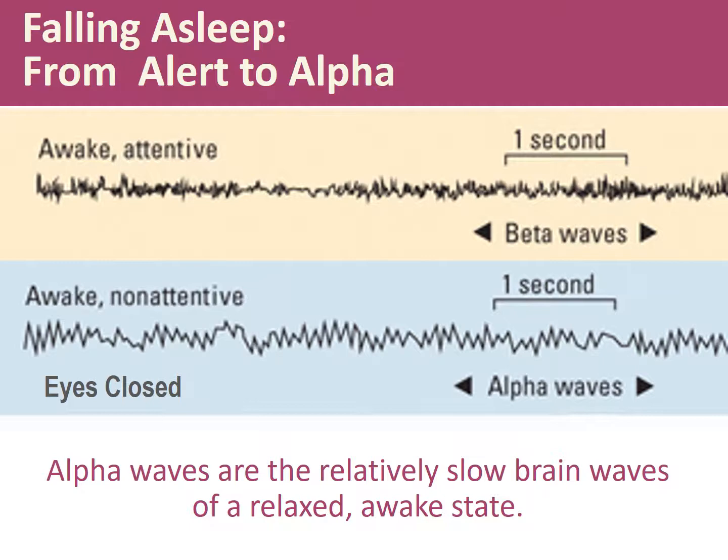You're in beta state. Now, when you start getting relaxed and non-attentive and you're starting to get ready for sleep, you start adding in alpha waves. Your eyes start to close, and see how the brain waves kind of slow down. Now you see alpha waves. These are slower waves of sleep. So the brain is slowing down, but you're not asleep yet. You're just very relaxed. If you meditate or undergo hypnosis, you generally also enter this alpha state.